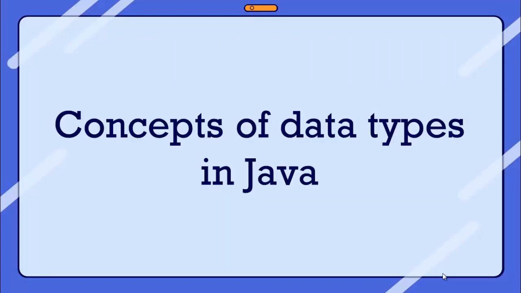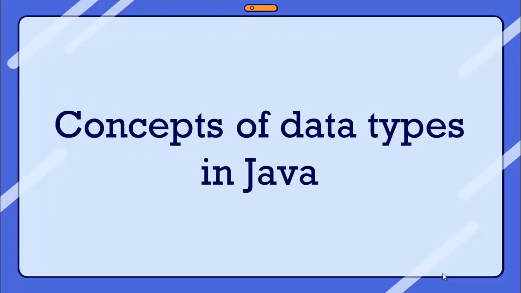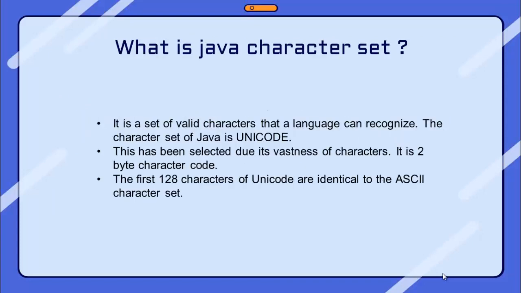The concepts of data types in Java. So what is the Java character set? It is a set of valid characters that a language can recognize. The character set of Java is Unicode.